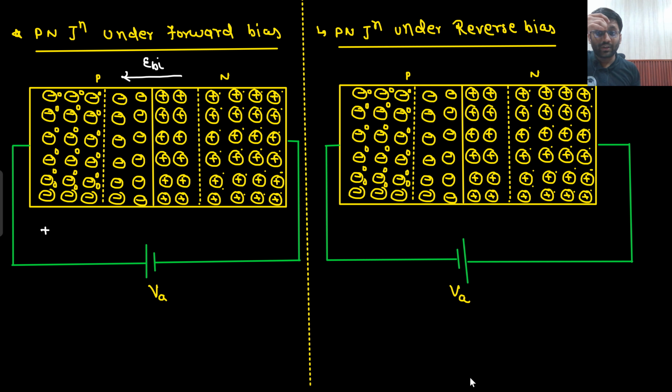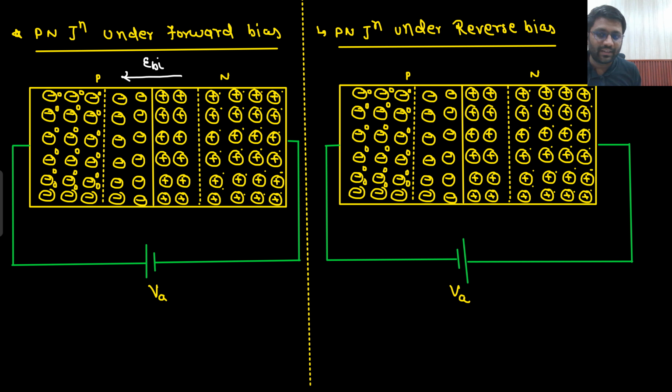Now there is one more important thing. This is your neutral P region, right? And this is your neutral N region. We call it neutral P, meaning here there are enough holes, and here there are enough electrons. But in the depletion region, there are very few electrons and holes, right?